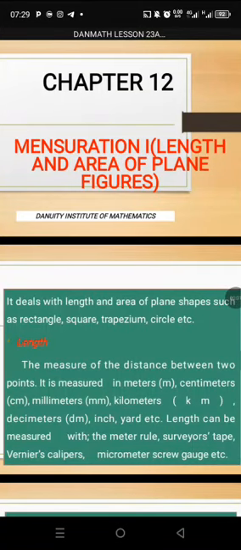In this video, we are going to look at mensuration. Mensuration is in two parts. Mensuration 1 talks about length and area of plane figures. And then mensuration 2 talks about volume and surface area of plane figures.